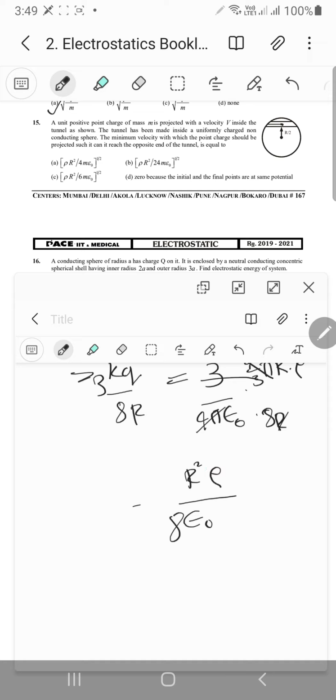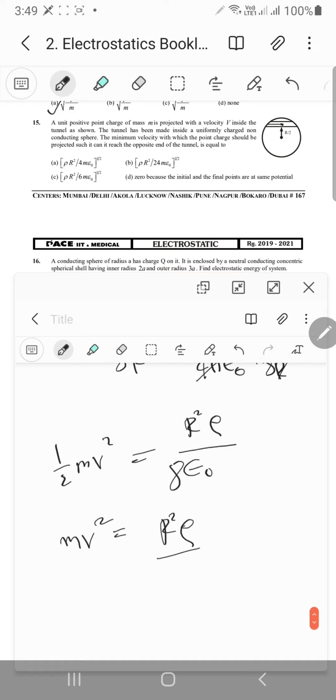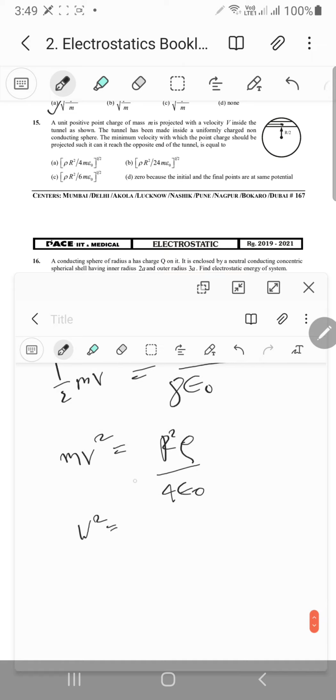So this should be half mv squared. Okay, so mv squared is equal to R squared sigma upon 4 epsilon naught, so v squared is just this. I just hope this is correct. So yep, it should be this thing.